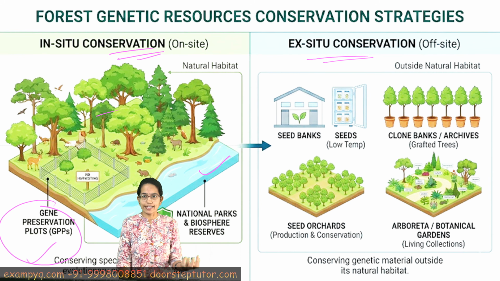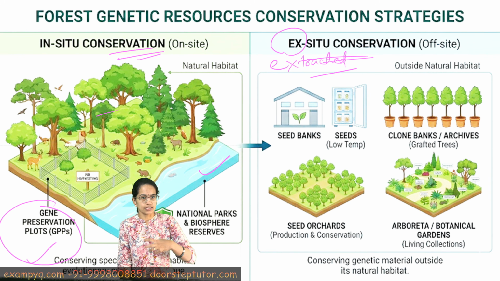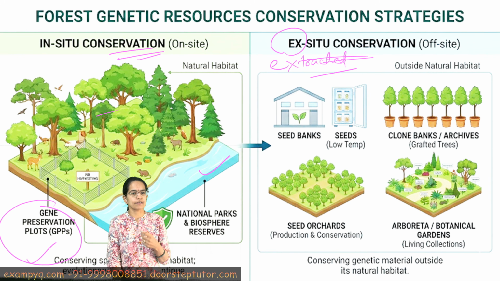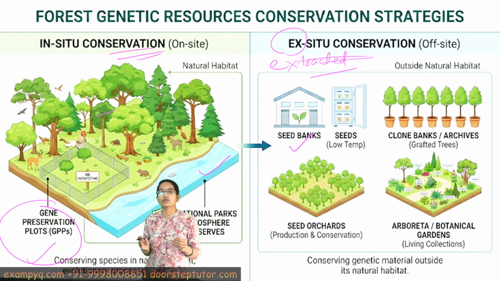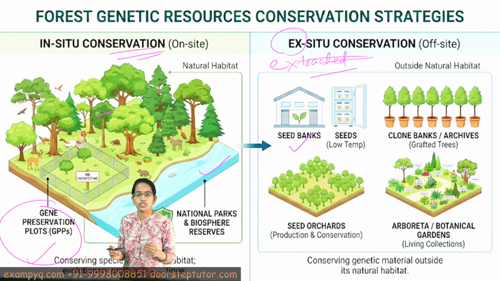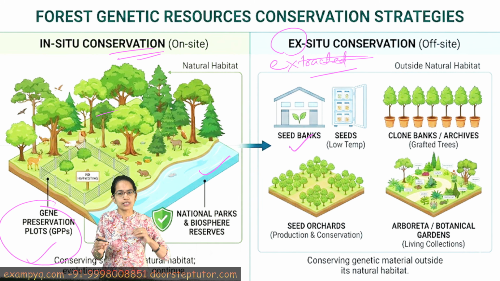Also, we do have another conservation strategy which is outside the real environment, and this is what is called ex situ. As I said, a simple way to remember is ex means extracted, so extracted from the real setting outside their natural habitat. One good example is preserving the seeds in the seed bank. This is where you store the seeds at low moisture conditions and sub-zero temperature, so that their shelf life increases.